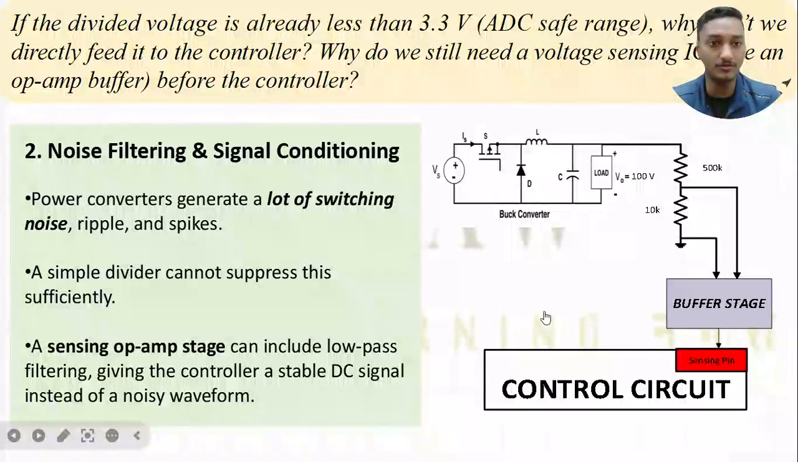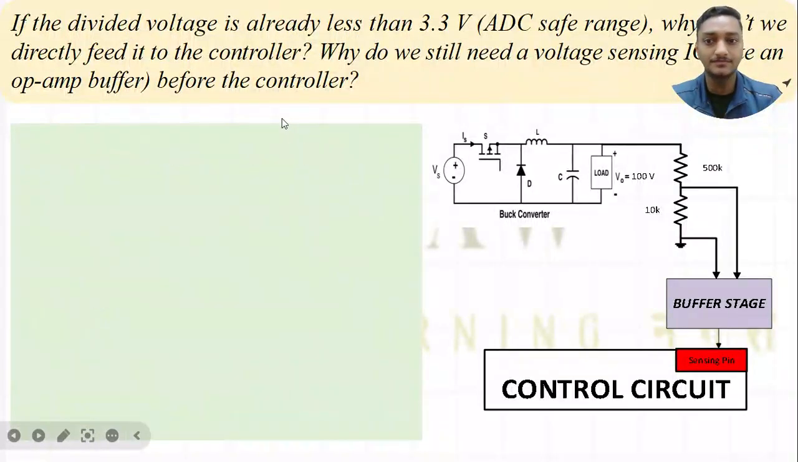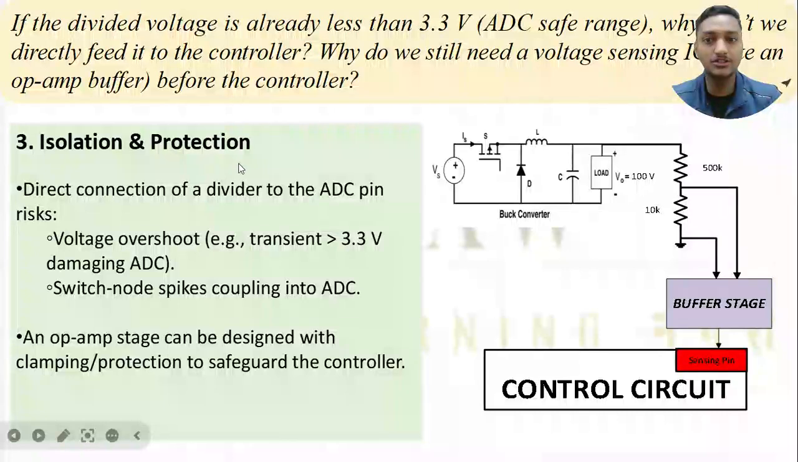instead of a noisy waveform. So if in this buffer stage we add some filters, like capacitors for noise cancellation, then we provide the sensing pin a very stable DC signal. So this is another use of the buffer stage. Then there are other reasons as well, like isolation and protection. If I directly connect this divided voltage to my sensing unit, there is no protection between my actual controller and my actual converter, right? But a buffer stage may provide isolation as well. There are some ICs which have isolation inside, so I can separate my controller board and my actual converter.